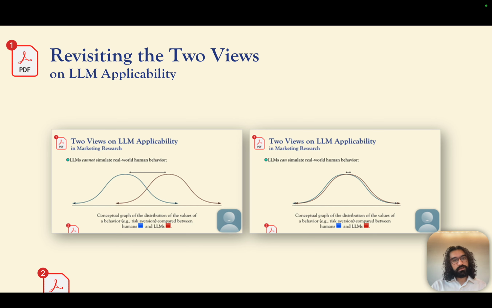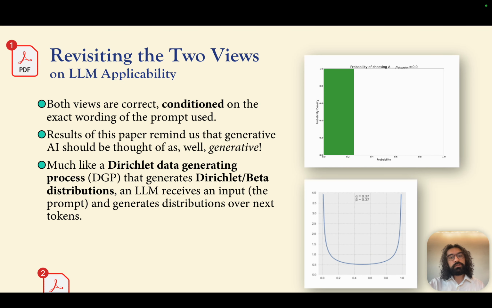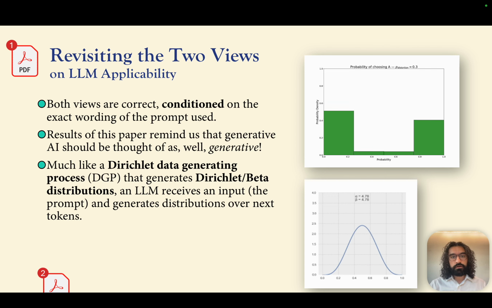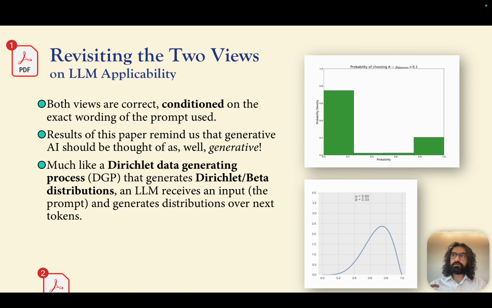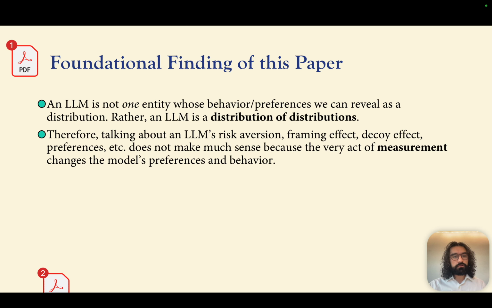Going back to the two views that I mentioned on LLM applicability, this paper says both camps in the literature are right. Depending on the exact wording of the prompts that they use, both camps are right, both papers are correct. But we need to start looking at large language models the way they are. They are generative models. They are generative in the sense that they receive an input, which is the prompt, and then they generate something. And this something is a distribution. Okay? So essentially, a large language model is not one entity whose behavior or preferences we want to reveal, you know, like as a curve that I showed before.